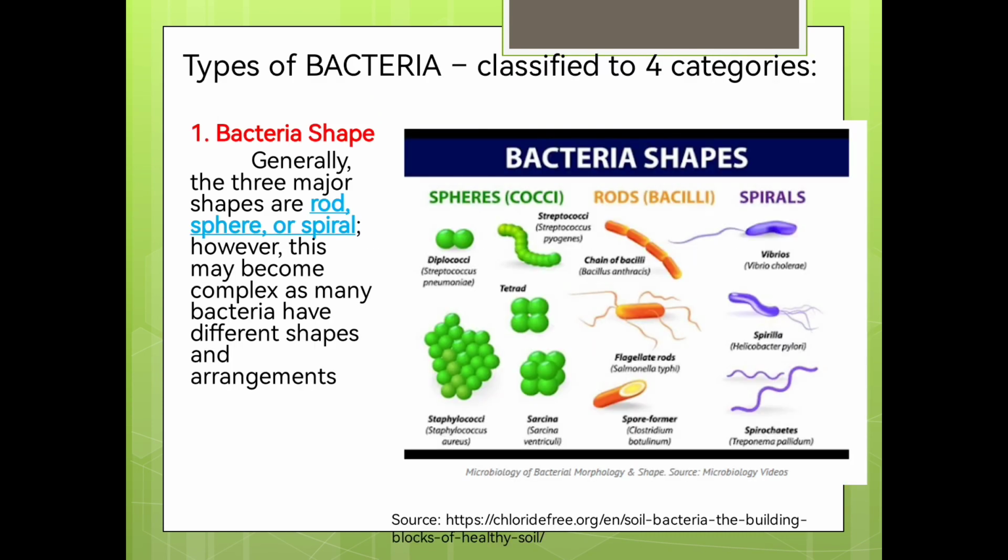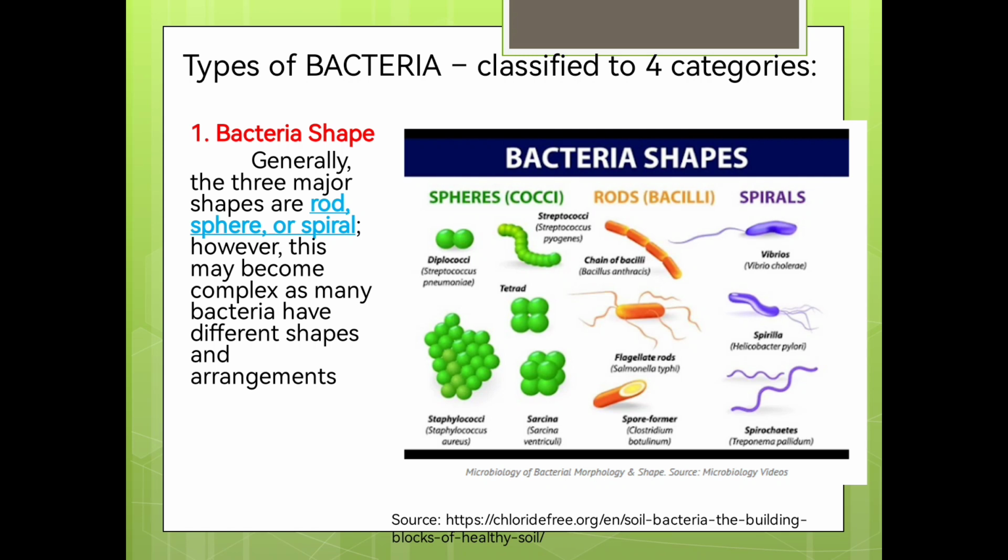And then, there are different types of bacteria and they are classified into 4 categories. Number 1 is the bacteria shape. So, ito yung kadalasang shape ng bacteria. Some are rod, sphere, or spiral. So, ito yung mga example niya. The spheres, the cocci, the rods, the bacilli, and the spirals. So, yun yung kanyang formation.